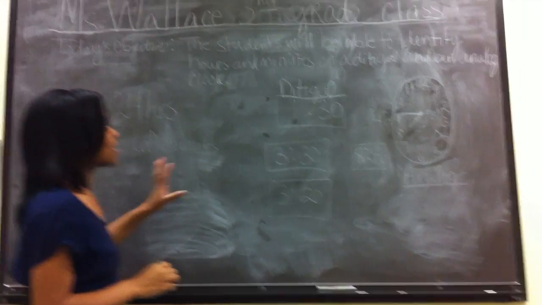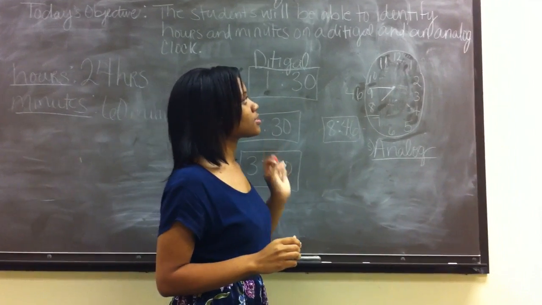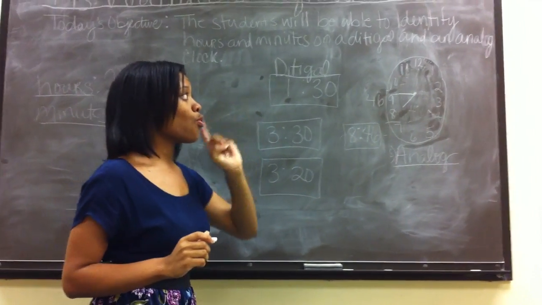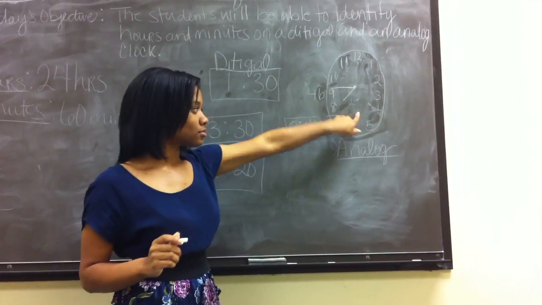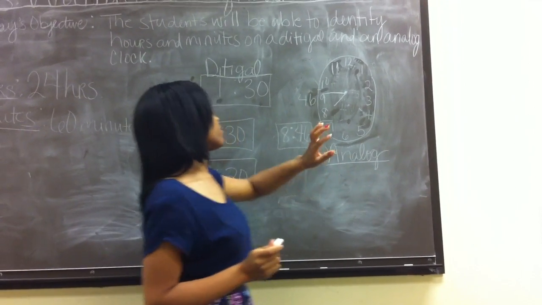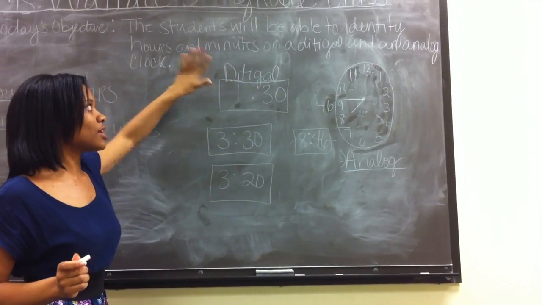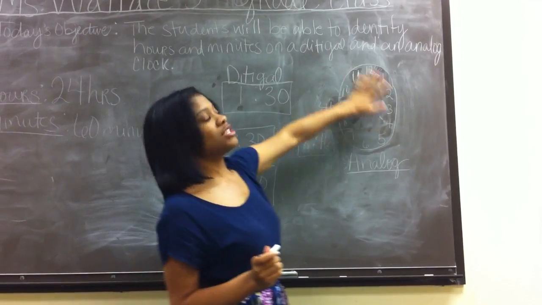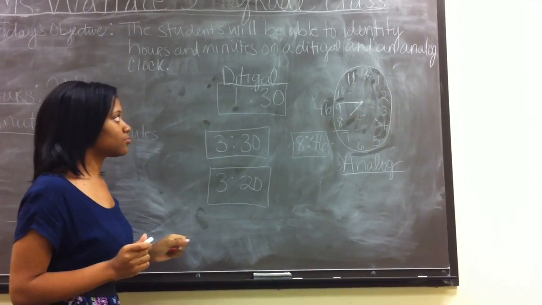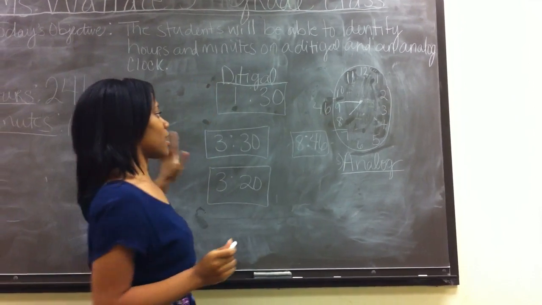So class, today we learned about 2 different types of clocks. What was one? What is this clock? An analog clock. This is the analog clock, okay? What about this one that already tells you the time, but is different from the analog clock? Digital clock. Okay, it's the digital clock.